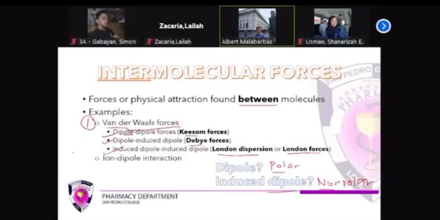Next, the second type of intermolecular force is ion-dipole. The third type is ion-induced dipole. And the fourth one is hydrogen bonds. So those are the four types of intermolecular forces.